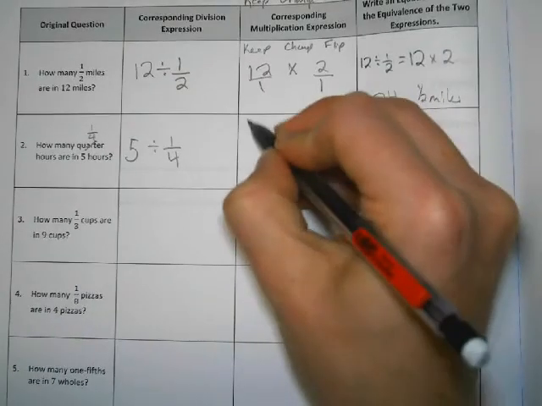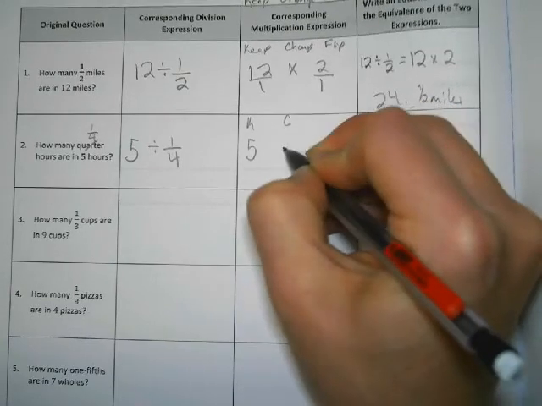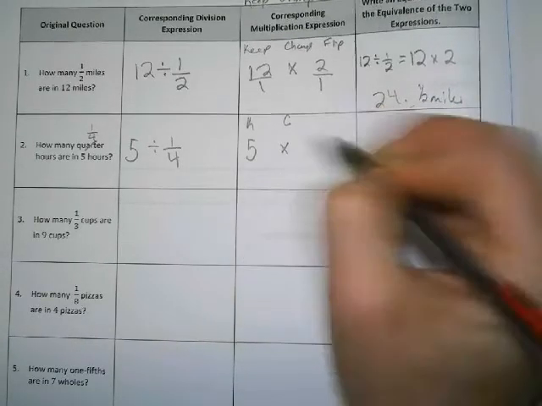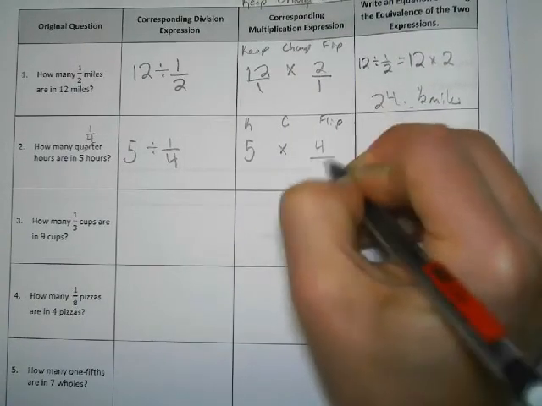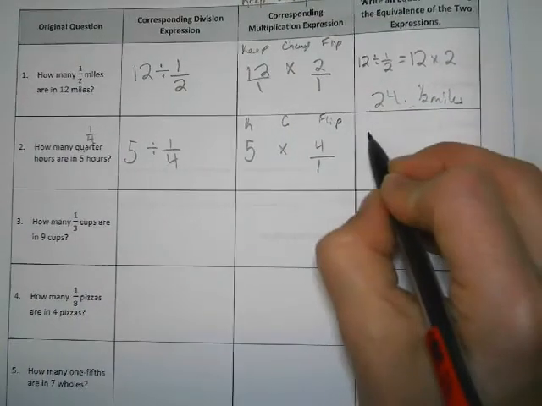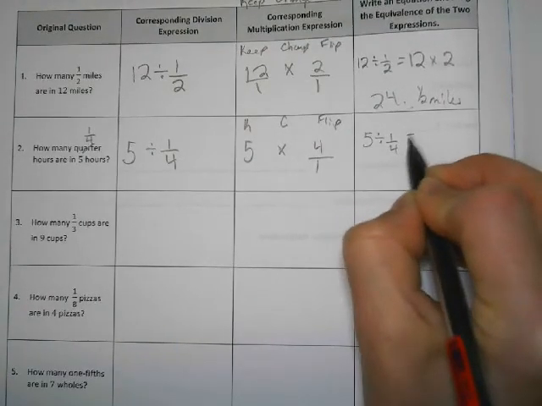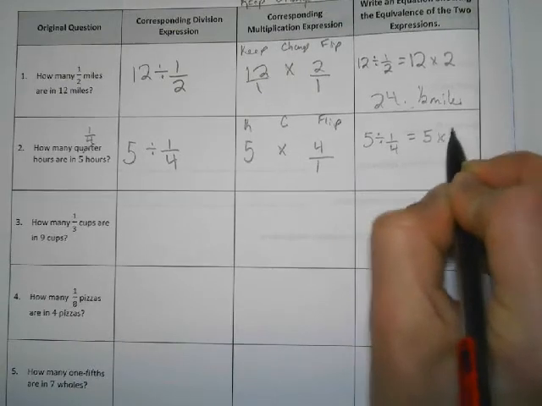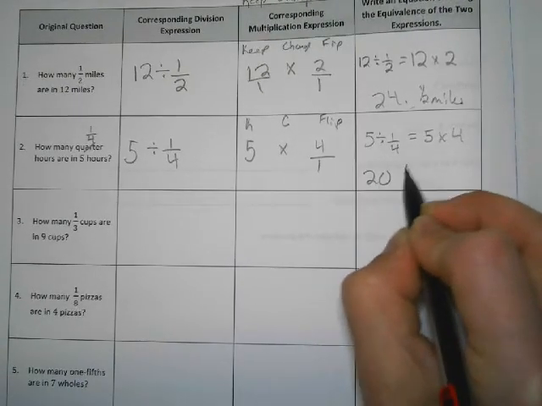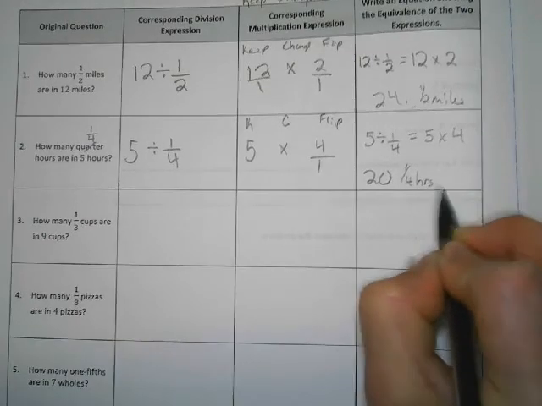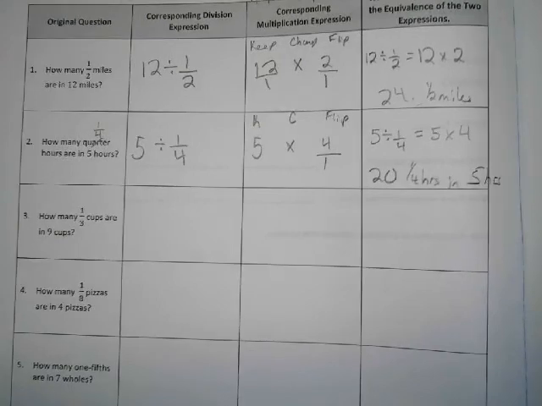And then we have to do the keep. So that's 5, change, multiplication, and flip it over. That's 4 over 1. So that means that 5 divided by 1/4 is equal to 5 times 4, which would be 20 quarter hours in 5 hours.